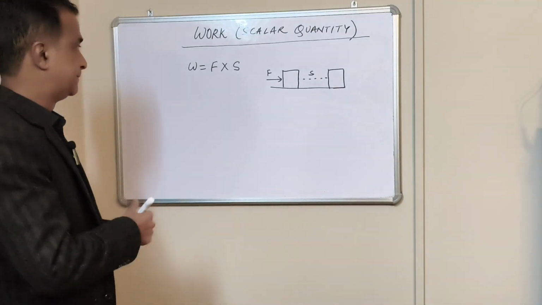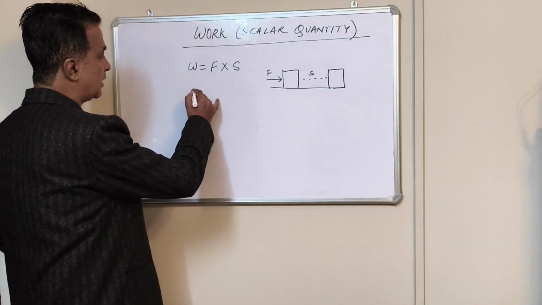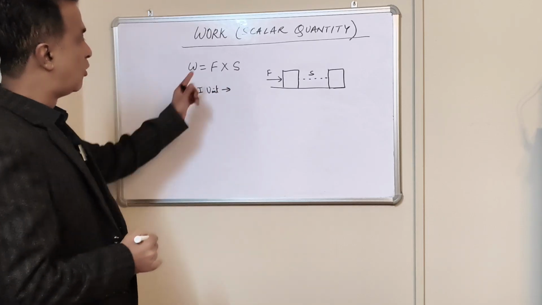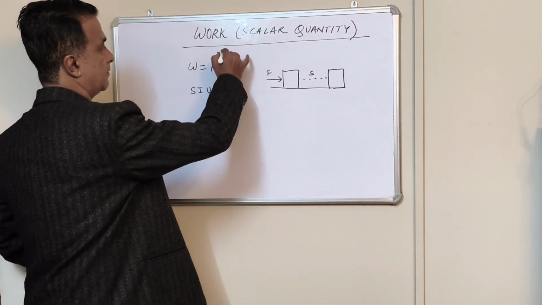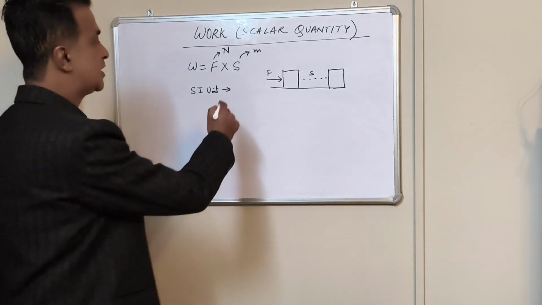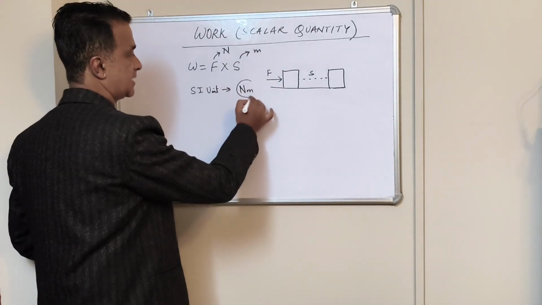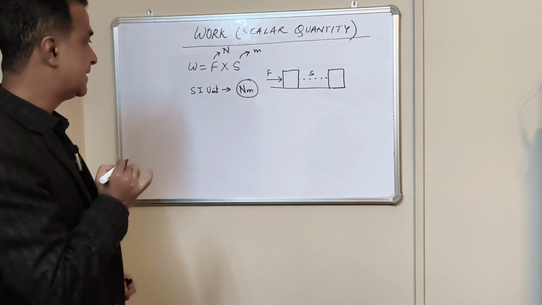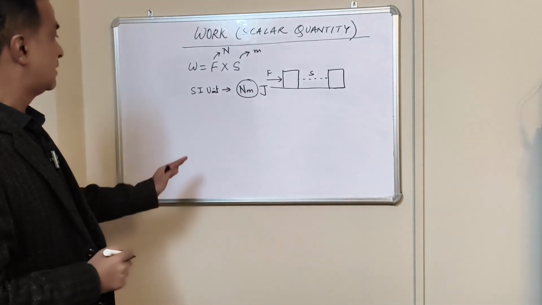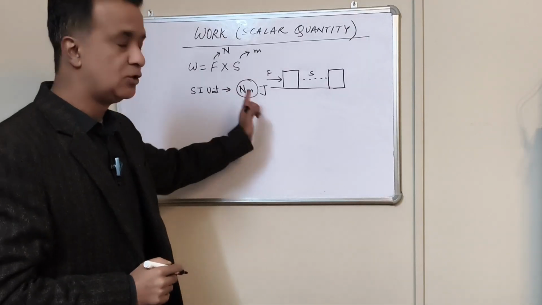Now we come to the unit. The SI unit of work will be the unit of force, which is Newton, multiplied by the unit of displacement, which is meter. So Newton meter, which has been replaced to honor the name of a scientist. So Newton meter is a joule. So the SI unit for work will be joule.